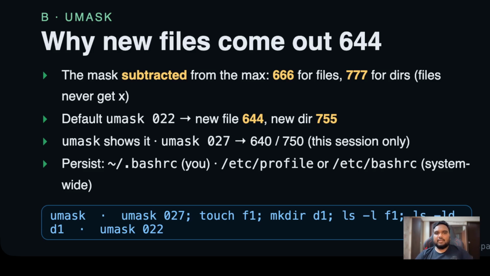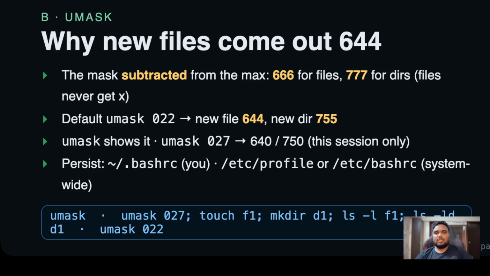The system has a maximum it's willing to hand a brand new thing. So 666 for files and 777 for directories. Notice a file never gets execute by default, and that's deliberate. A fresh text file has no business being runnable. The umask is a mask that gets subtracted from that maximum.